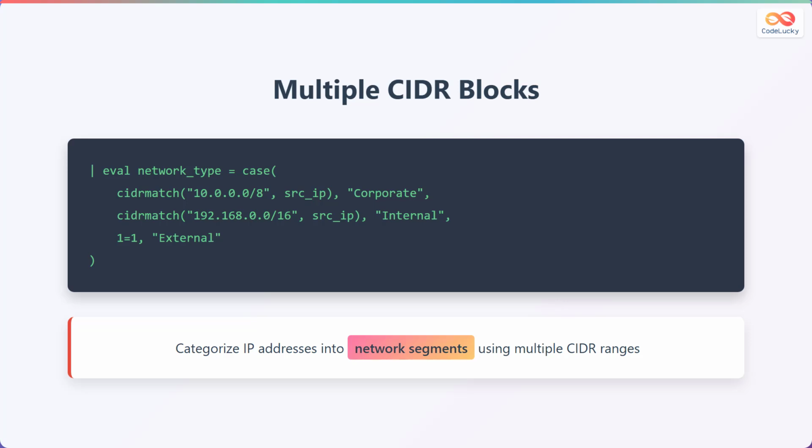10.0.0.0/8, which is typically used for corporate networks, and assign the label corporate. Next, we check for 192.168.0.0/16, which covers a broader range of internal addresses, and assign the label internal. Finally, we use 1=1 as a catch-all condition for any IP addresses that don't match the previous ranges, labeling them as external. This technique allows you to efficiently categorize network traffic based on IP address ranges.